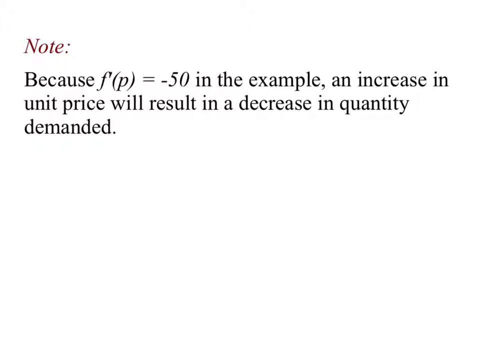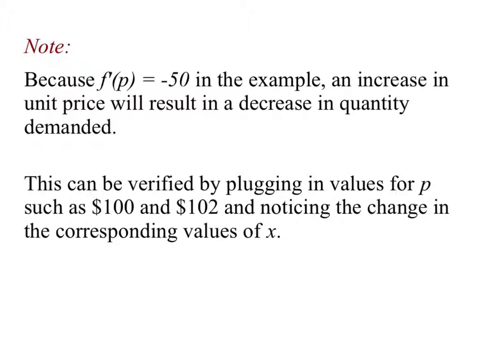Just a note to clear up my findings on the last slide. Because our derivative f prime of p was negative 50 in this example, an increase in unit price will result in a decrease in quantity demanded. If you want to verify this, just try plugging in some values for p. Try $100 and then $102 and notice the change in the corresponding values of x.